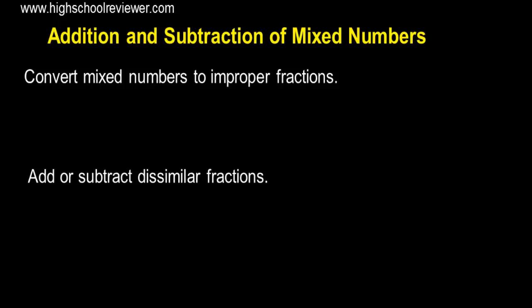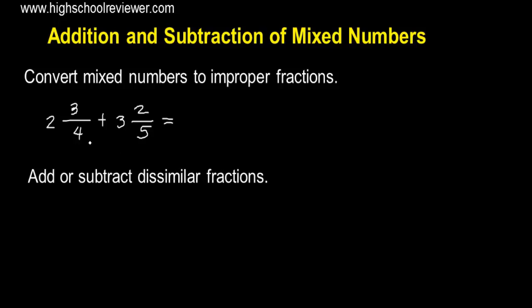Addition and subtraction of mixed numbers. First, we need to convert mixed numbers to improper fractions. Let's have an example. We will have 2 and 3 over 4 plus 3 and 2 over 5.